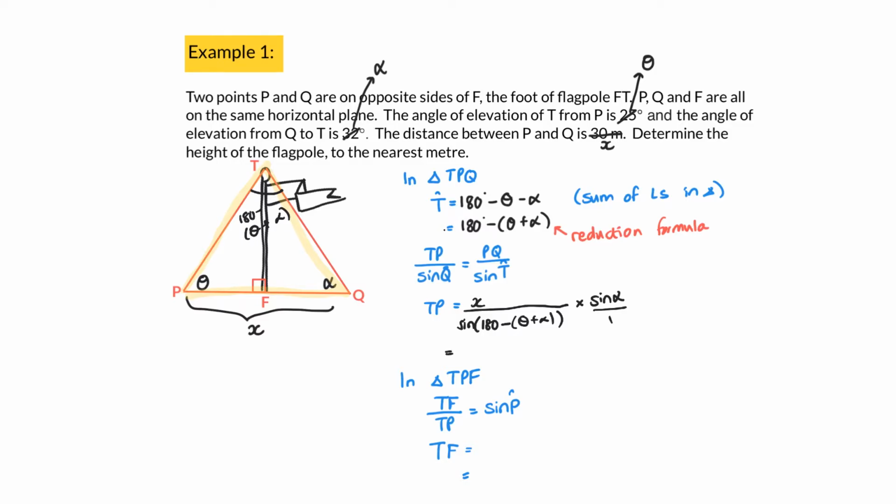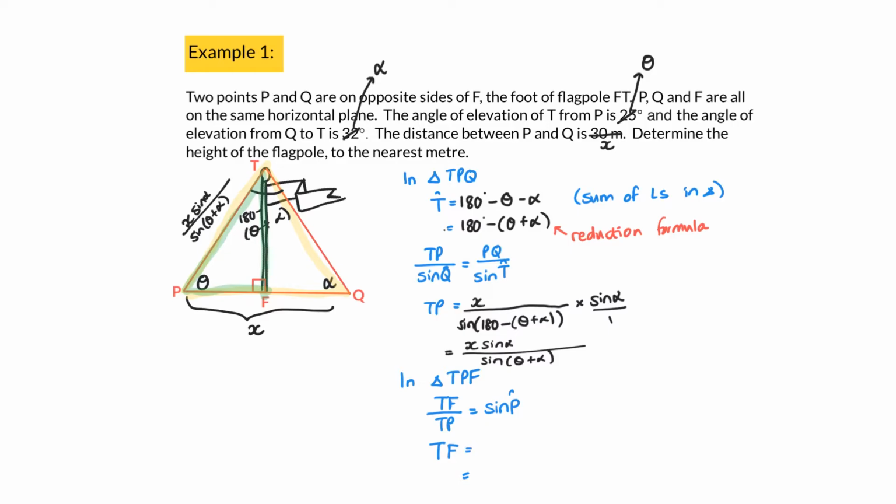So let's simplify that a little bit. x times sine alpha over, and let's use our reduction formula, sine of (theta plus alpha), because sine of 180 minus an angle is the same as sine of that angle. So this means that this length here is x sine alpha over sine of (theta plus alpha). Now the final step is to calculate what TF is going to be, and I can use the right angle triangle, TPF.